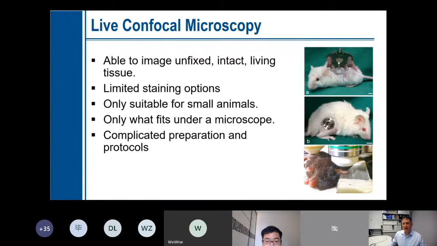Confocal microscopes can be used to image living intact tissue, but they are usually integrated with conventional microscopes, which also limits what you can image with them. Animals need to be immobilized to minimize movement of the animal. And this also means that you have very few areas on the animal that you can image effectively.